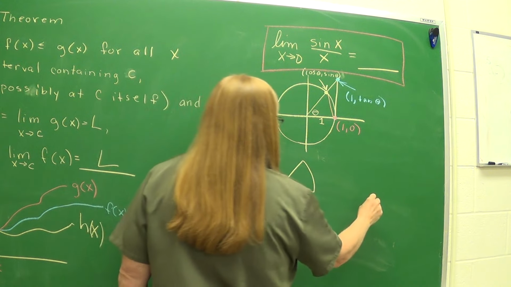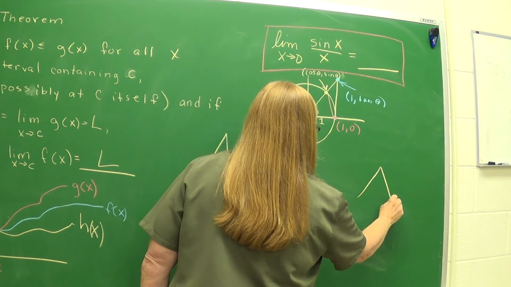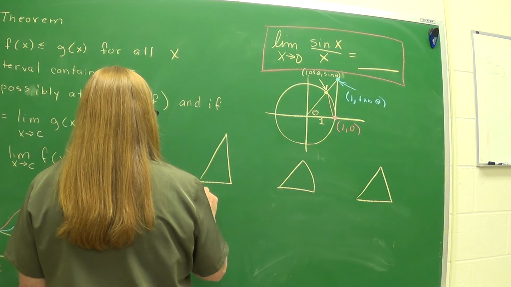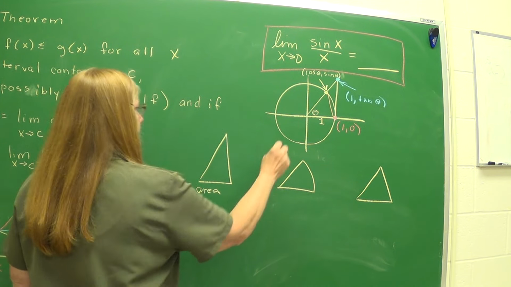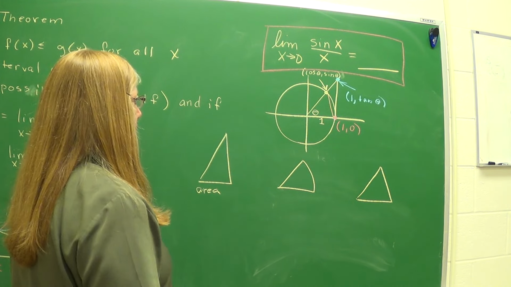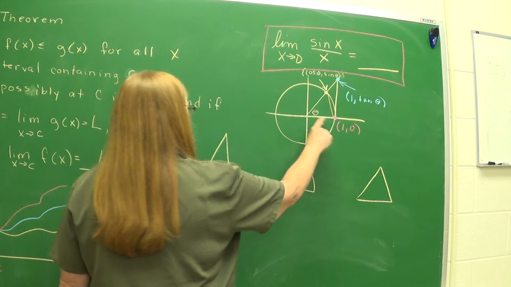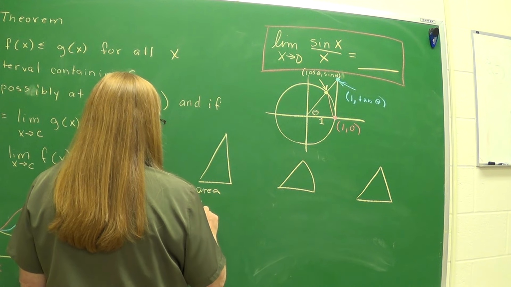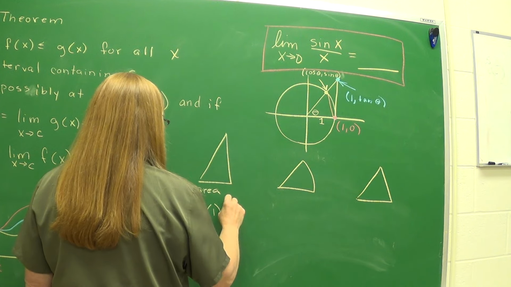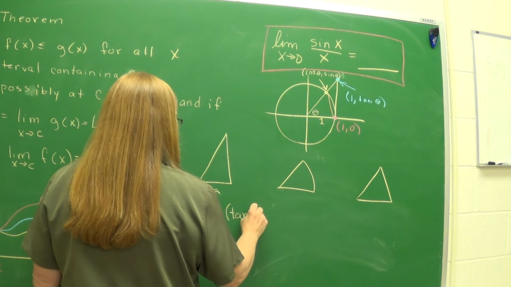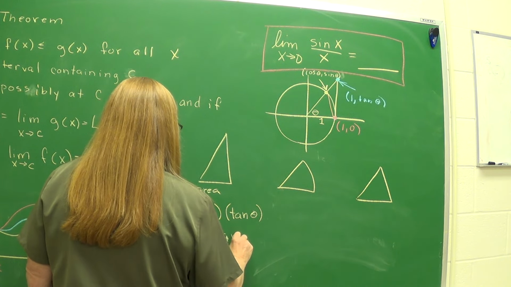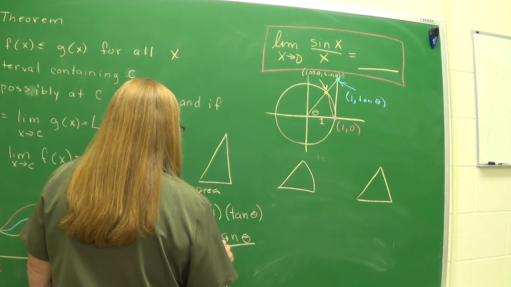And let's look at the little triangle. All right, the big triangle, I'm thinking about its area. So that's this yellow one. And the area of any triangle is 1/2 base times height. The base is 1. So I have 1/2 base 1 times the height, which is tangent theta. So I'll simplify that to tangent theta over 2.